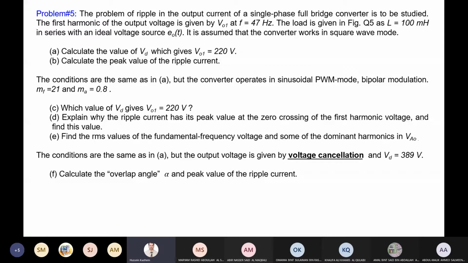Now he told me to calculate the value of VD, which gives VO1. You remember VO1, in square wave we say it is 4 over pi VD. So we can find it directly from the formula. I will show you the next slide. Then calculate the peak value of the ripple current. Okay, we will calculate the ripple in current.